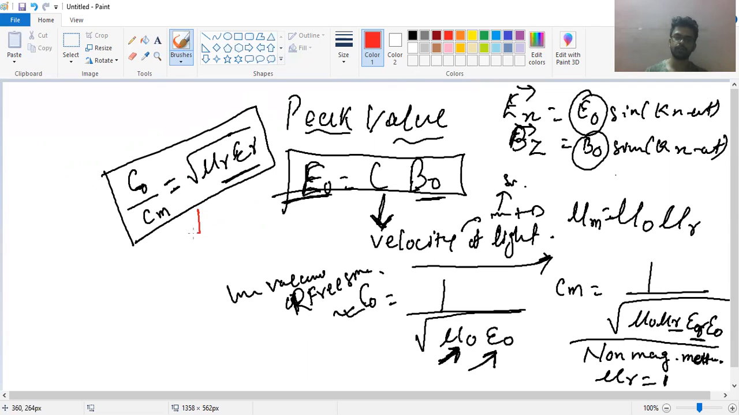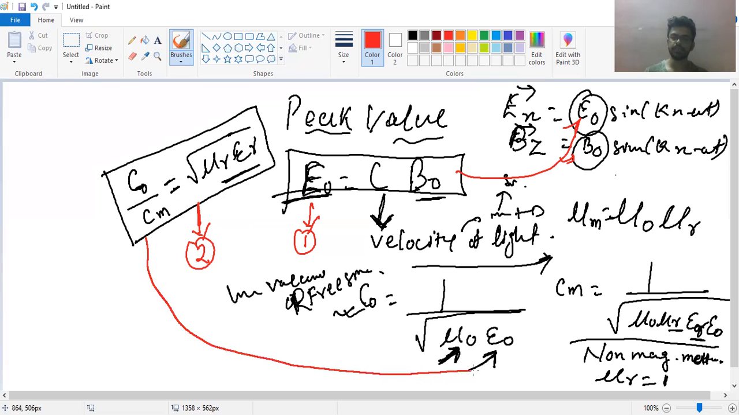So we have studied two equations, the second equation and this first equation. What is the first equation telling? This is the relation between E naught and B naught. And what is the relation of the second? This is the relation of the speed or velocity of light in any medium and in free space. These two things are related by this equation, and those two things are related by this equation.